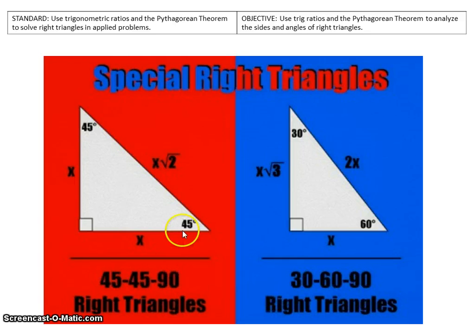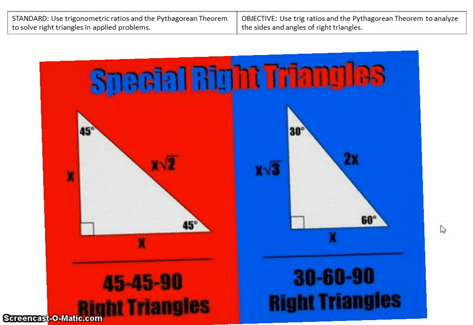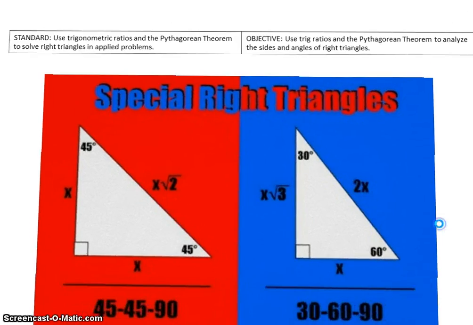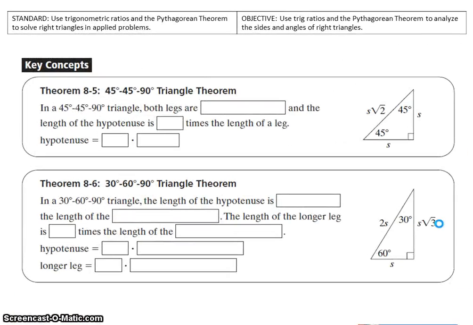They are thusly named because this one has two angles of 45 and one of 90. This one has a 30, a 60, and a 90. Because of those very special measurements, we can make some special inferences about those two types of triangles and quickly find out their side lengths. First, let's run through the rigmarole here.